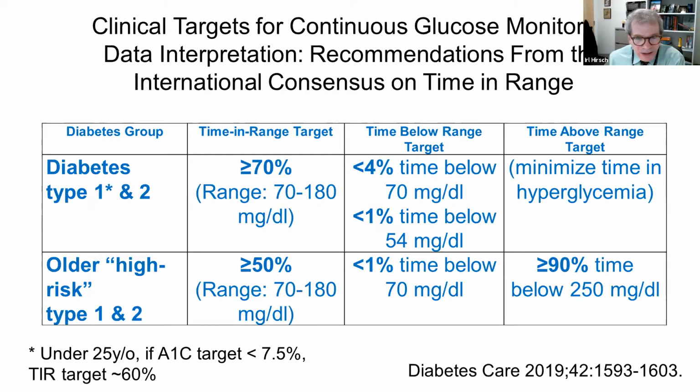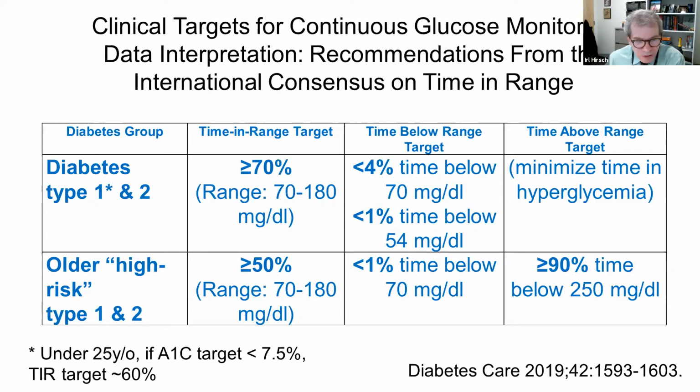And you'd be surprised how many people are hypoglycemic more than an hour a day when you look at the CGM tracings. And you really want to avoid the dangerous hypoglycemia, less than 54. So that for most people should be less than 1%.